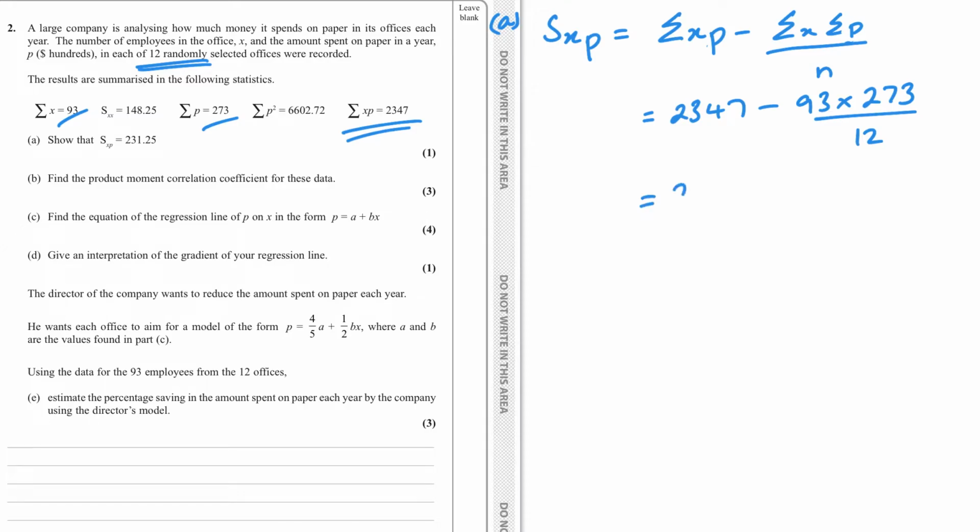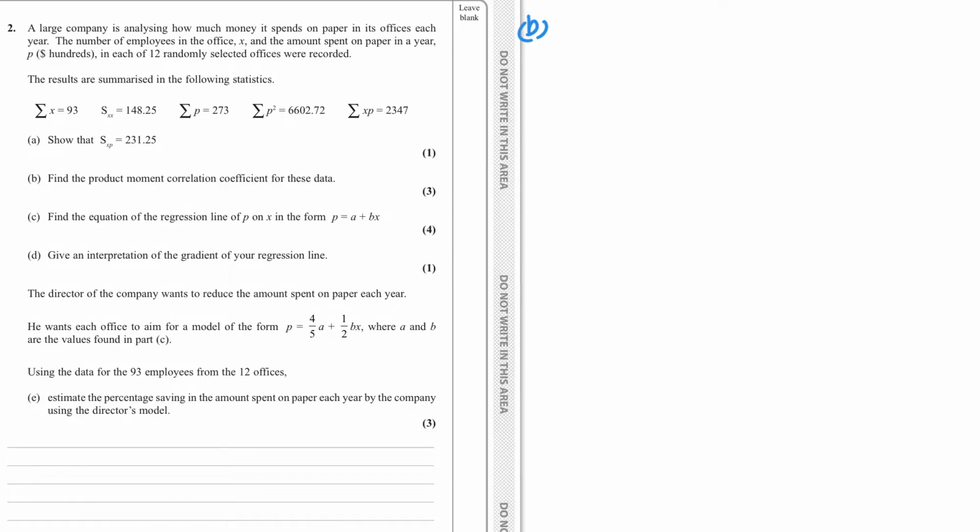And of course we get 231.25, which is exactly what we were trying to show there. Now B, we want to find our product moment correlation coefficient, which is R.